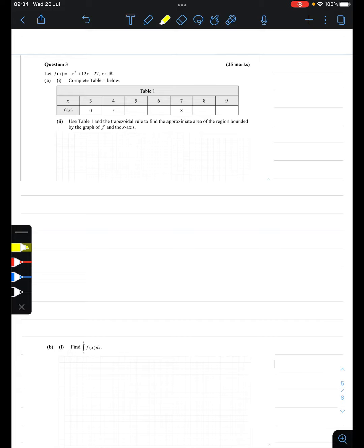Okay, so we have a quadratic, f(x) equals minus x squared plus 12x minus 27. And of course we try and identify important information. Okay, so straight away, before we read part A, let's just write our function. f(x) equals minus x squared plus 12x minus 27.